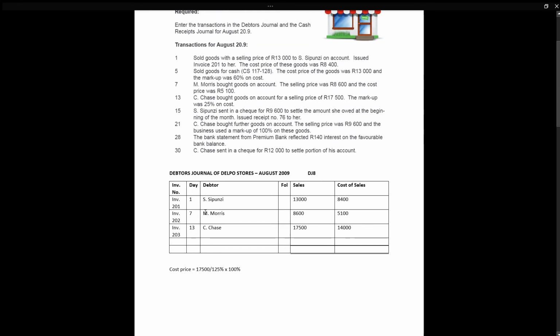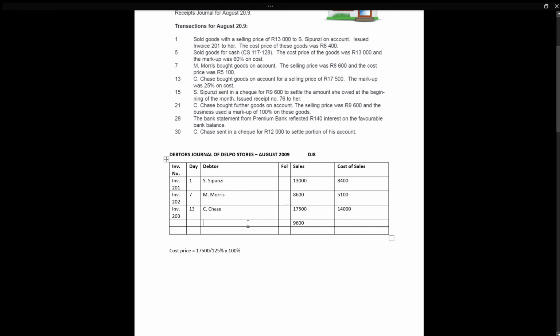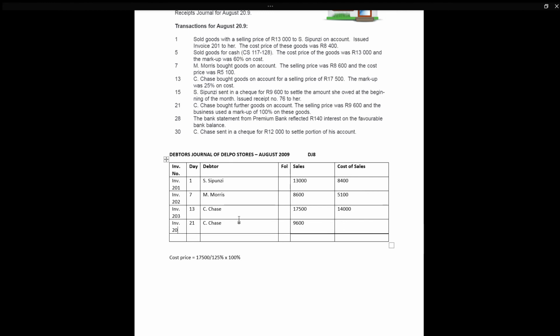Next transaction. Right, on the 21st, C. Chase bought further goods on account. The selling price was 9,600 and the business uses a markup of 100%. Okay, so they already gave us selling price 9,600. Let's go and calculate. Well, let's just first fill in all the other information. 21st, it's correct. Was C. Chase on the 21st, and this will be invoice 204. Right, let's go and calculate cost price quickly.